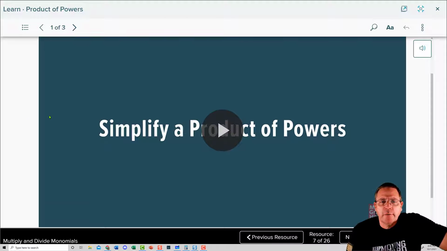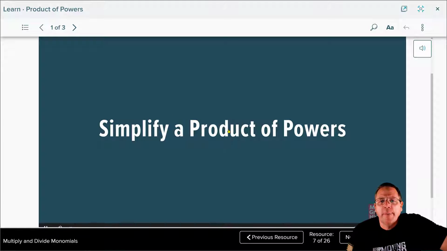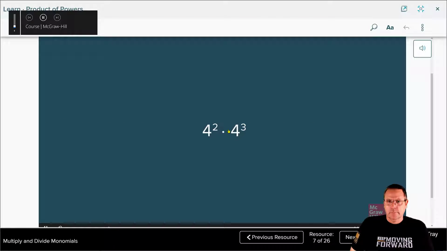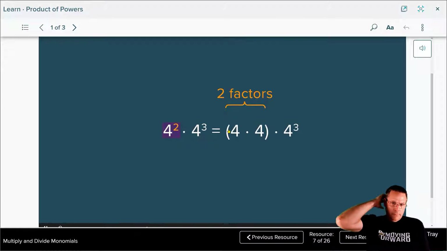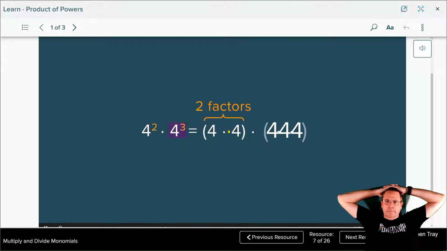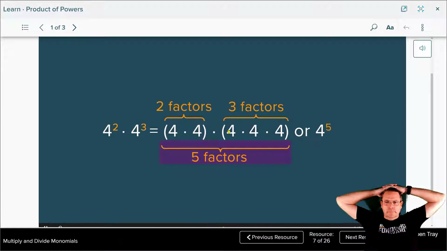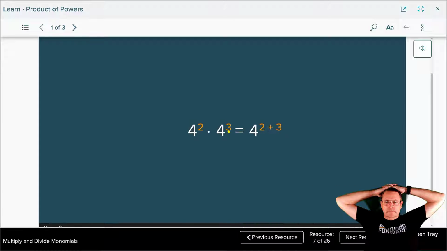Now let's see what the textbook has to say about simplifying a product of powers. You can simplify the product of powers with the same base. Write 4 squared as a product of factors. Write 4 cubed as a product of factors. There are 5 common factors altogether, so the product is 4 to the 5th power. Notice that the sum of the exponents of the original powers is the exponent in the final product. You can multiply powers with the same base by adding the exponents. The product is x to the 7th power.